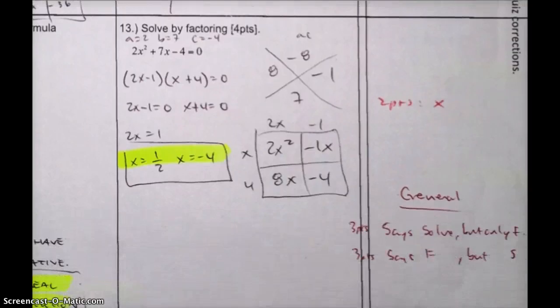Question number 3, this one says solve by factoring. When you set those binomials equal to 0, you get 1/2 and negative 4.